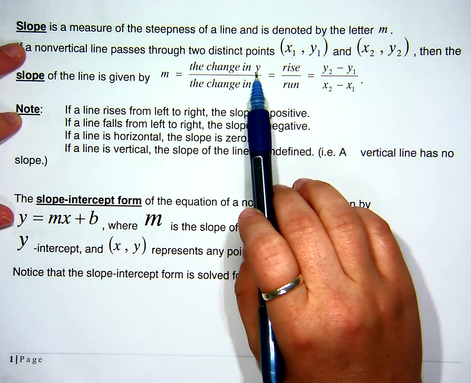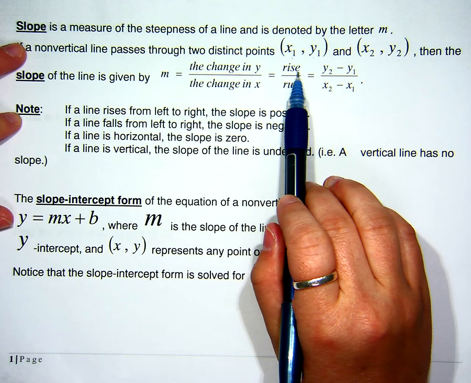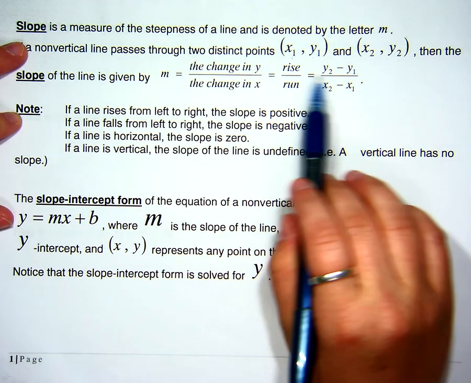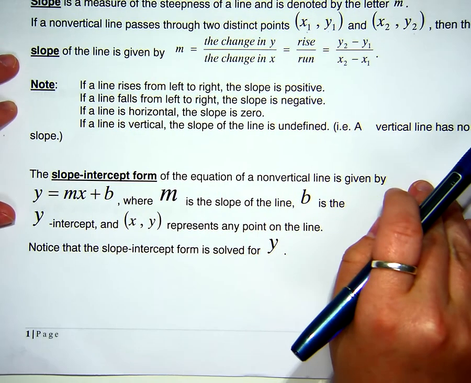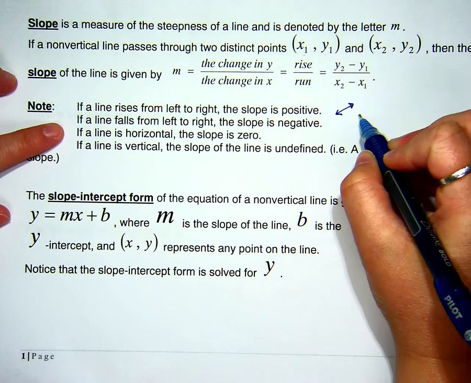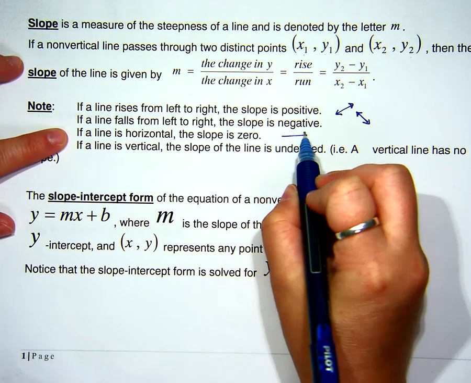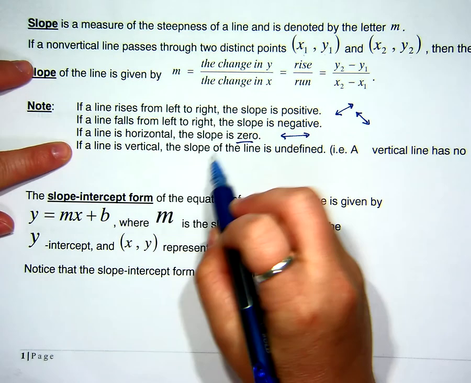The change in the y-axis is the vertical one, so we call this the rise. The horizontal axis, or the x-axis, is the run. The change in y is y2 minus y1. The change in x is x2 minus x1. If a line rises from left to right, the slope is positive. If a line falls from left to right, it is negative. For a horizontal line, the slope is 0, and for a vertical line, the slope is undefined.